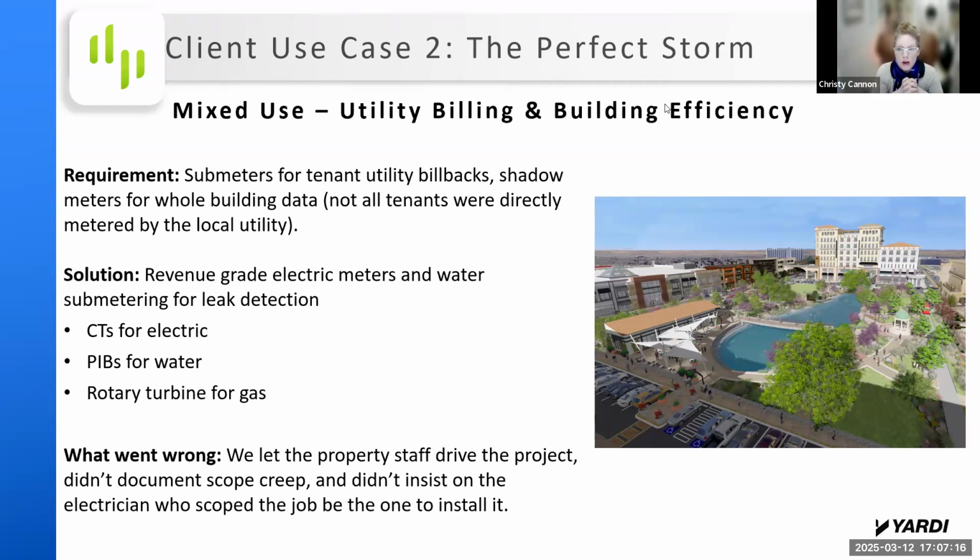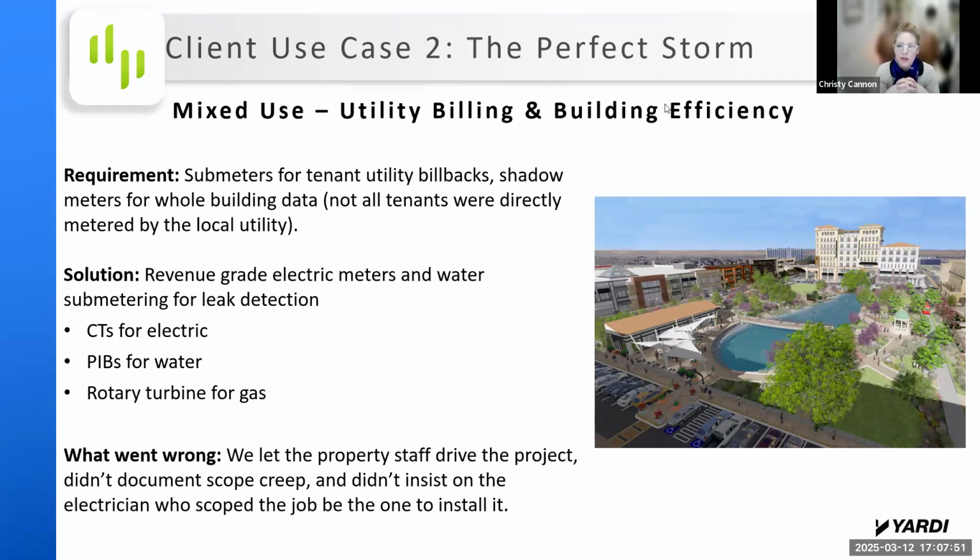So many things went wrong on this one too. We were initially supposed to be doing electric, water, and gas submetering. What happened was, when I say we, in this case, it wasn't our engineering team who worked on the project. It was another adjacent team that usually handles multifamily, but they just hold that thought. Put a pin in that. We'll get there. So the Yardi group that ran this project let the property staff drive the project, let them change the scope multiple times, actually.